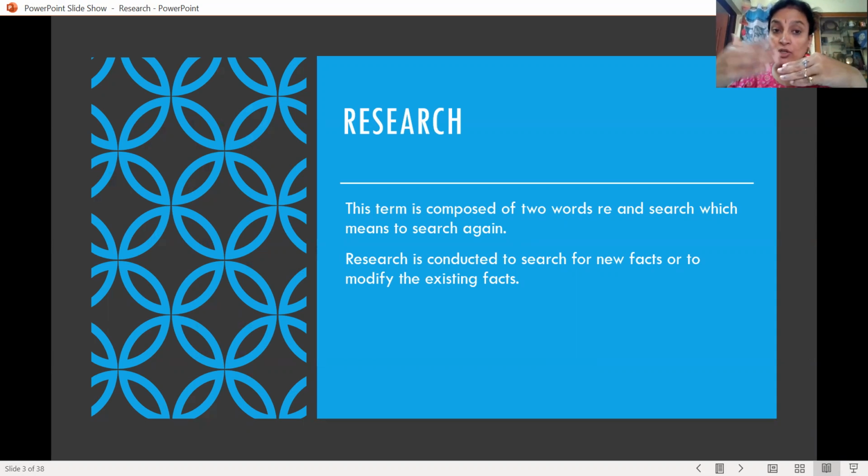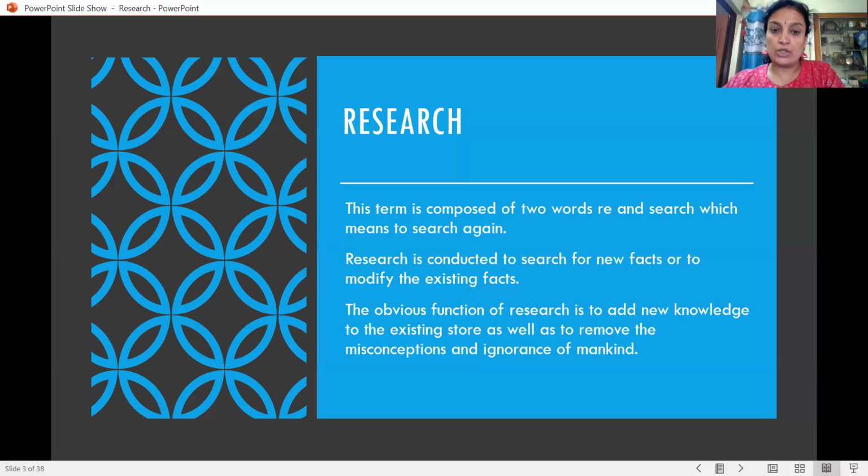If you think over it once again, some new aspects will be found out, some new angles will be found out, and you will enrich the existing knowledge. That is the result of research. The obvious function of research is to add new knowledge to the existing store as well as to remove the misconceptions and ignorance of mankind.